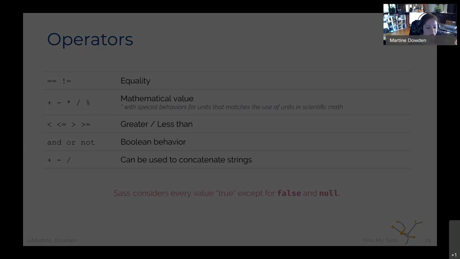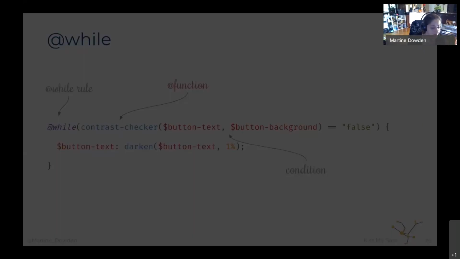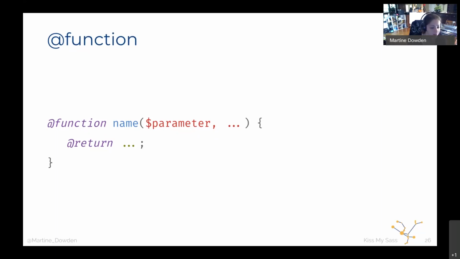So let's go back to our function. We've got our while rule, we've got this function, and we've got our condition. And how do we write Sass functions? Because last I checked, functions didn't exactly exist in CSS. Well, just like most things, we have to define it, and the syntax is going to look very similar to the syntax that you're going to see in other languages.